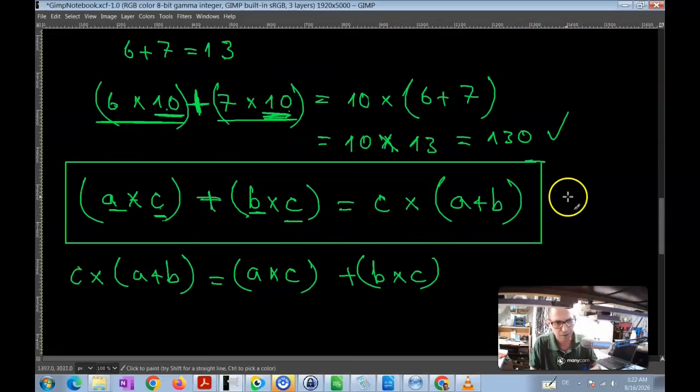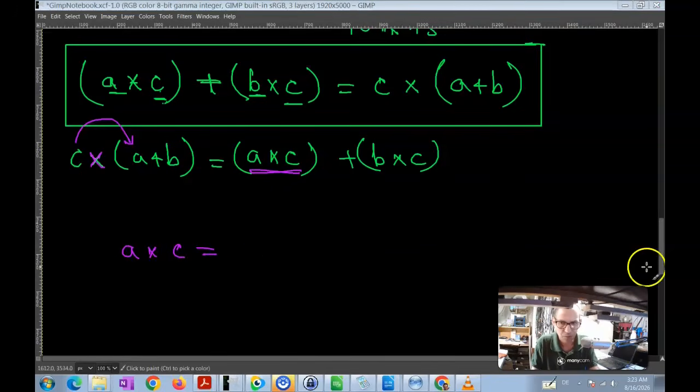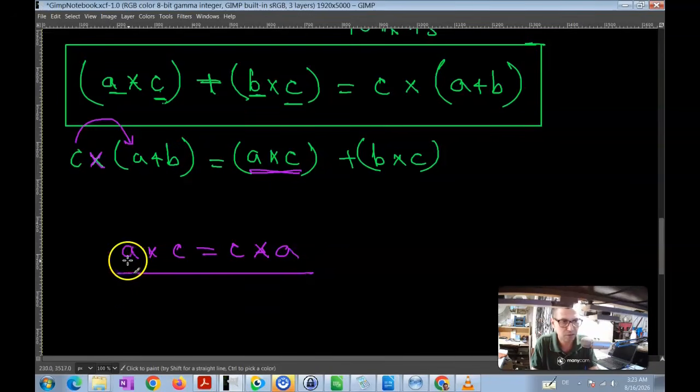Okay. Now there is something interesting that you would notice here as well. When you say c times a plus b, which is equal to a times c plus b times c, you can see that you have multiplication over here, and so this is c times a, or a times c, which is the same thing, because multiplication is commutative, meaning that whether you say a times c or c times a, it is going to be exactly the same thing. It doesn't matter.